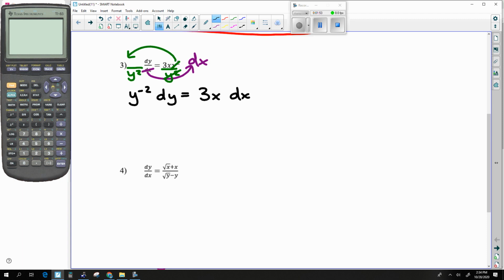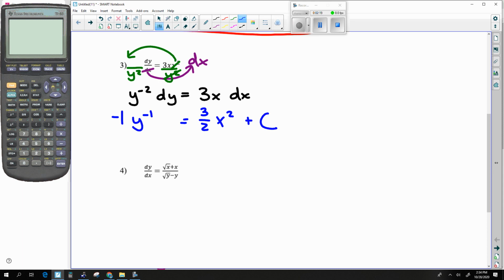Okay, so from here, I can go ahead and just do the problem. So I integrate both sides. So y to the negative 2 produces a negative y to the negative 1. X squared would be a 3 over 2. All right, now I have to have this plus c. Where I generically put it is just at the end, on one side only.